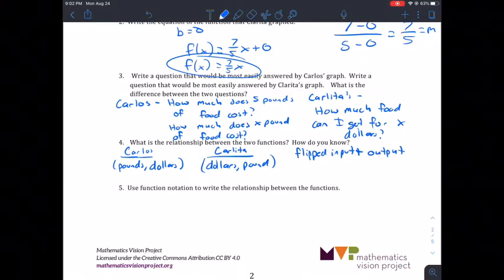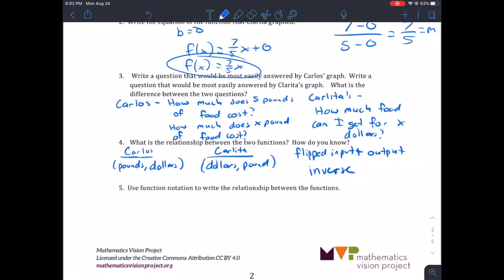So one thing I want to point out is there is a special name for this. When you have a function and you flip the x and y values, that's actually called an inverse. So you could say that these functions are inverses of each other. They're a very similar function. They're just flipped, the x and the y values. And in this case, it's the pounds and dollars.